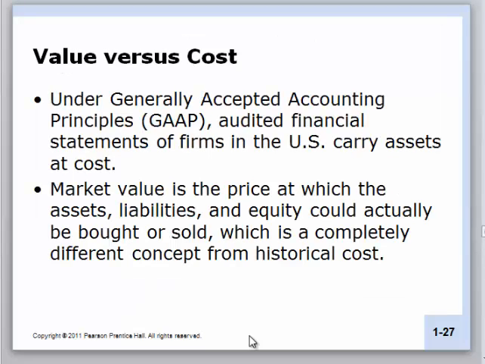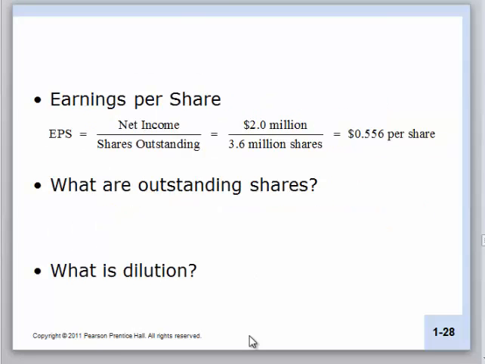The next ratios we want to look at are what are referred to as value versus cost. We want to look at the market price of the stock. So everybody has heard of earnings per share. We know how to calculate it. It's net income divided by shares outstanding. But we need to understand, well, what does outstanding shares mean? The outstanding shares are those shares that are in the hands of the current owners of the company.